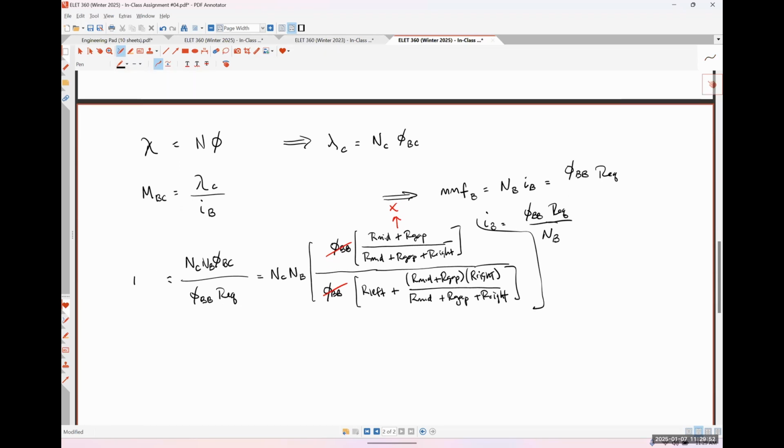So that our mutual inductance, MBC, comes out to be NB times NC times X, which is just some ratio of reluctances, over R left plus, so notice that we have a factor of R mid plus R gap over R mid plus R gap plus R right in this guy right here. So this is literally just X times R right.